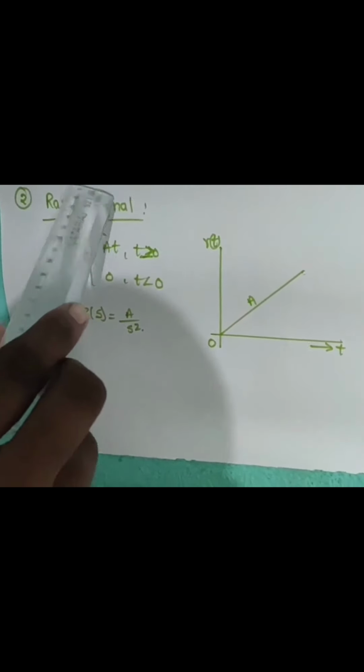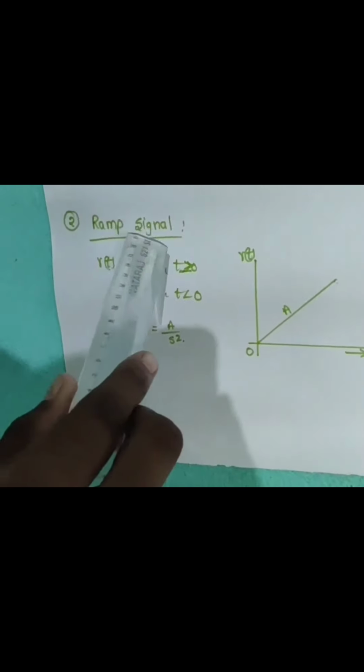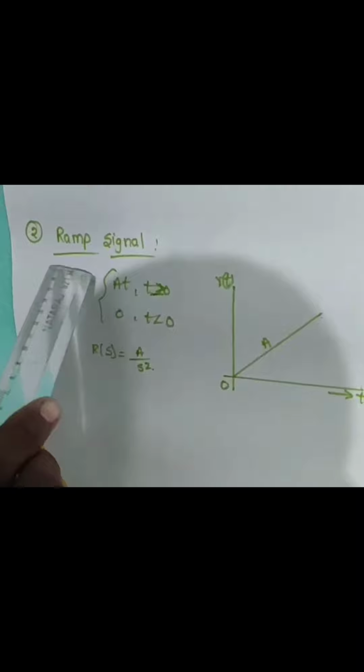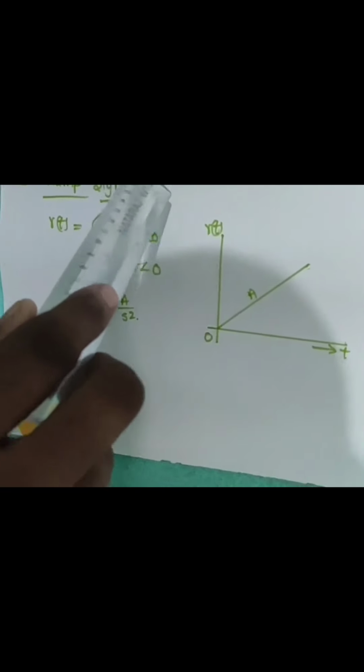The second one is the ramp signal. The ramp signal has constant velocity. Here the amplitude of the signal varies linearly with respect to time. So here the ramp signal is given to the input of the control system, and we see how the control system responds to the linearly varying time.